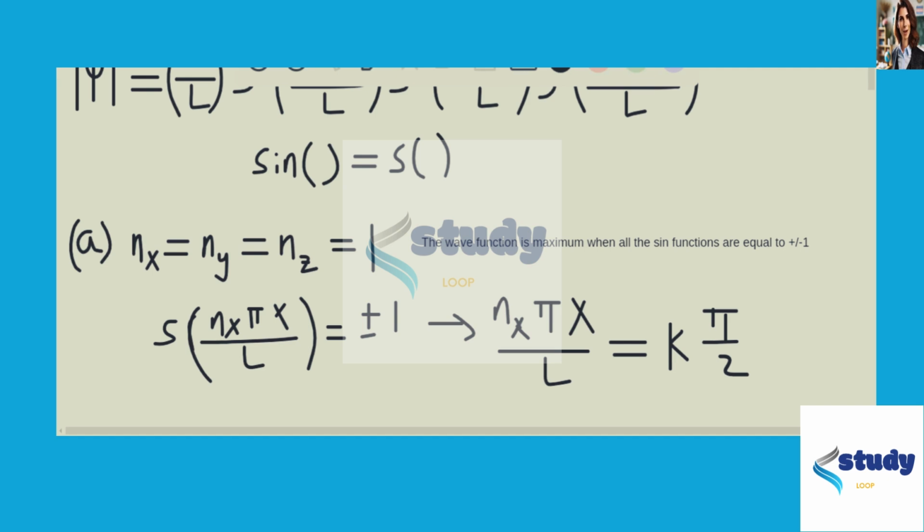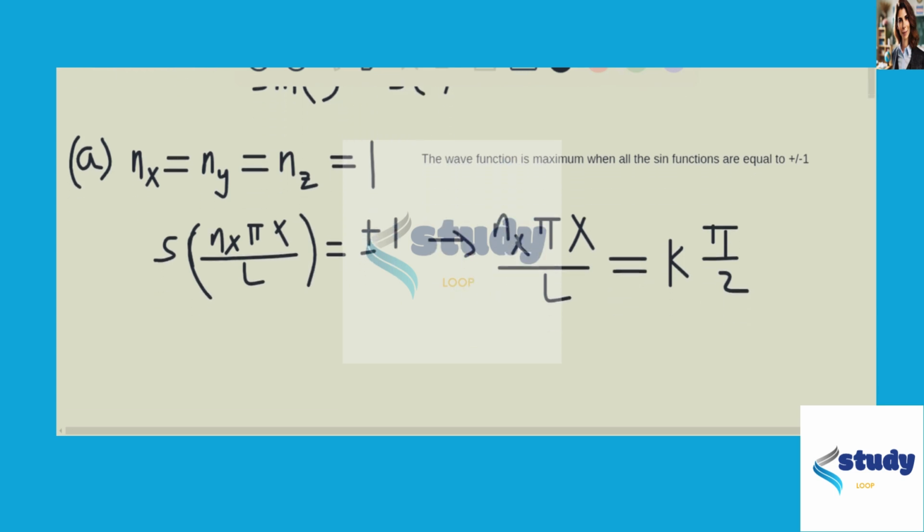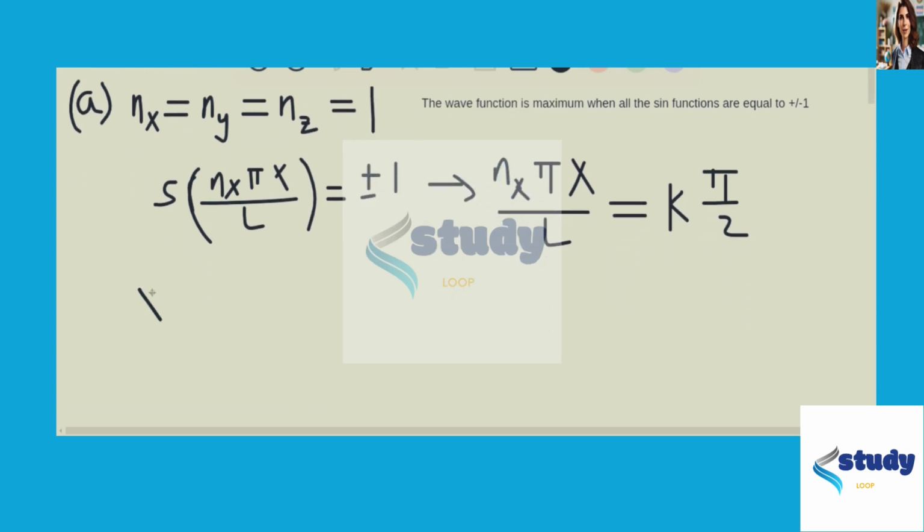Okay, so the values of x that cause sine of n pi x over L to be equal to plus or minus 1 can now be solved for using this, because we know n sub x is equal to 1. So if we plug in n sub x equal to 1 and we solve for x, we find that x is equal to L over 2 times k. Again, when n sub x is equal to 1 in that equation, we can go ahead and cancel the pi's.